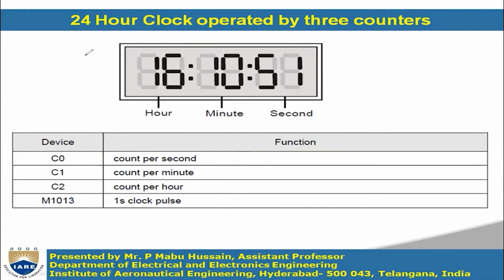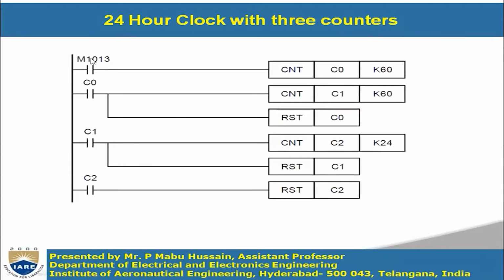See the program so that you can understand. See here, M1013 is the 1 second pulse. Whenever this M1013 is on, the counter will also count. That means the counter will increment its value by 1. Suppose initially it is 0. Whenever M1013 is on, it will increment its value by 1. As I said before, for every 1 second, this pulse will be on.